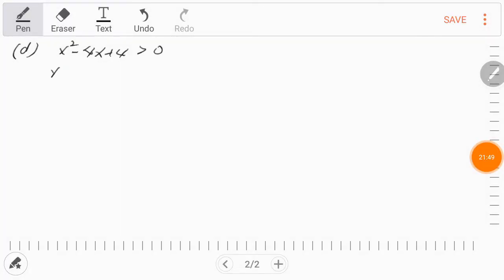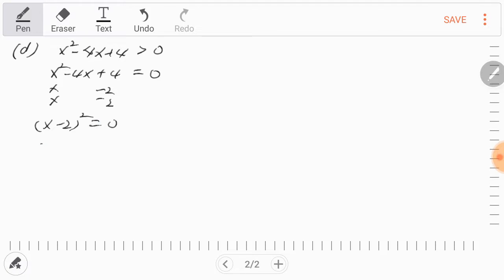Okay, for this one, let's make it an equation. Then this is x times x, 2 times 2, both negative. So this is equal to (x minus 2) squared is equal to 0. Then x equals 2. So this is the x-intercept, right? X-intercept. So let's draw a number line. Okay, 2. So if x equals 2, then y is 0.